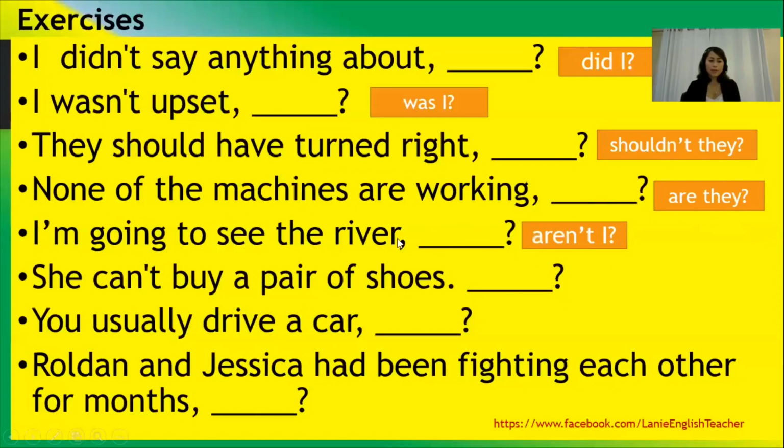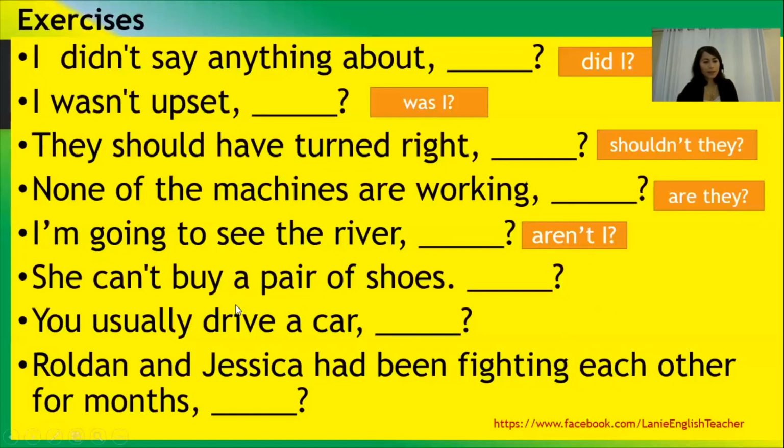Next, I'm going to see the river. The correct answer is aren't I? Because the statement here is positive and it uses an auxiliary verb am, so your tag should be negative. So for the negative tag, use aren't. Remember the rule: if you are using am in the statement, when you make a tag question, you have to use aren't. So it becomes aren't I.